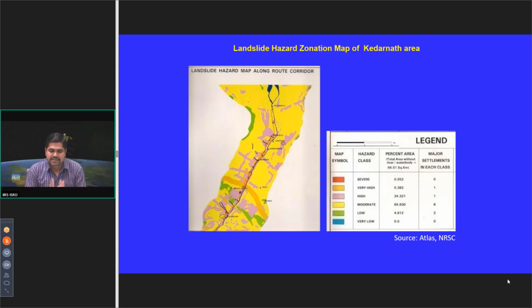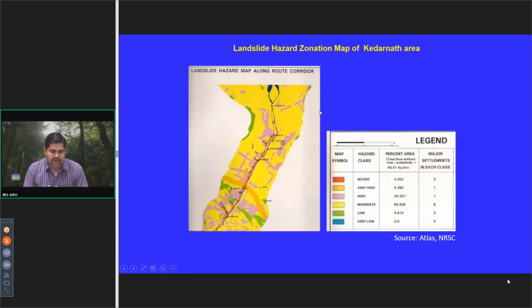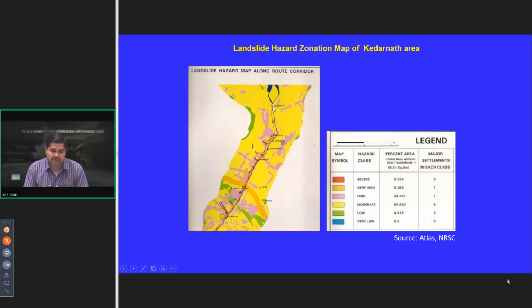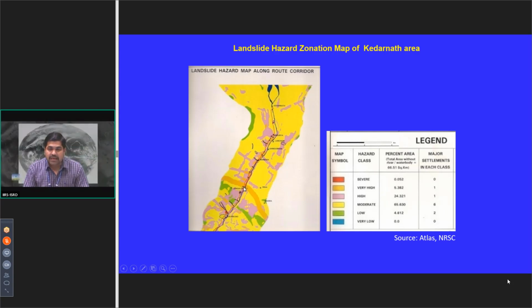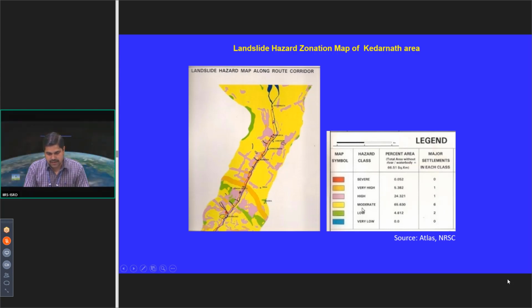Right, now we come to the hazard zonation part. I will start the hazard zonation with an example. This is what we have produced. NRSC, ISRO, they produced this hazard zonation map long back, and this is of Kedarnath town and its vicinity, Kedarnath town and adjoining areas. This is where Kedarnath town was, and the river Mandakini flows like this. You can see that among the hazard classes, there are very high to severe classes already there. So this is an example of landslide hazard zonation, obviously at a particular scale.